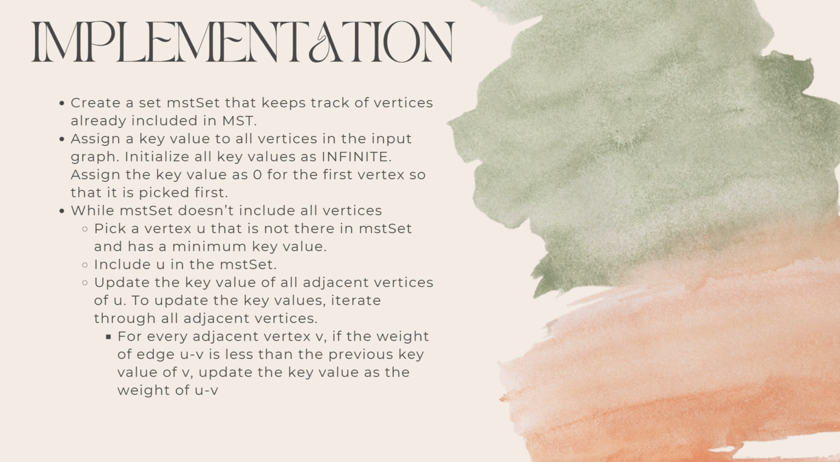So to update the key values, there is a certain condition. First, we find the adjacent vertices v. For every adjacent vertex v, if the weight of the edge uv is less than the previous key value of v, then we update the key value to the weight of uv and the parent of v as u. If it is not less than, we do not change anything and it remains the same.